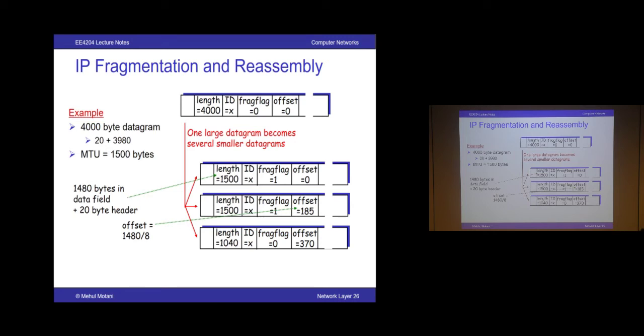I need to know that I'm done, because I don't know initially how big the packet was. So notice there's an ID. All these belong to the same mother packet, and once I get 0, I know I'm done. Does that make sense? So I collect all the ones that have fragment flag 1, and then I get 0. Okay, I know I got them all. Yeah, that's a good question.